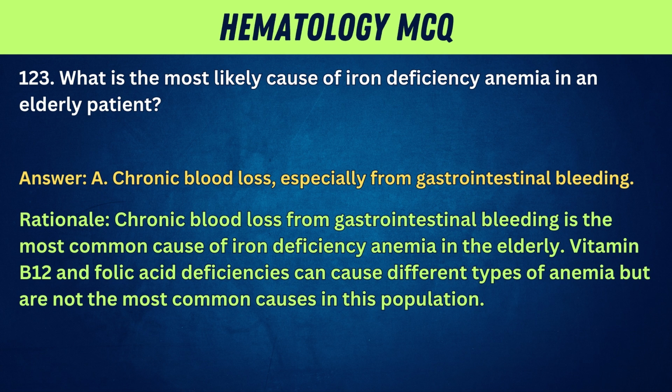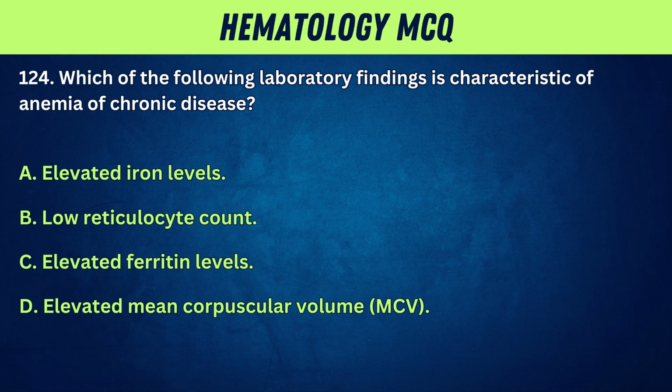Rationale: chronic blood loss from gastrointestinal bleeding is the most common cause of iron deficiency anemia in the elderly. Vitamin B12 and folic acid deficiencies can cause different types of anemia, but are not the most common causes in this population.